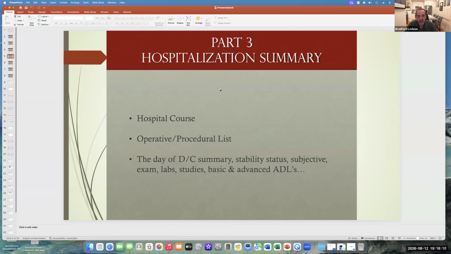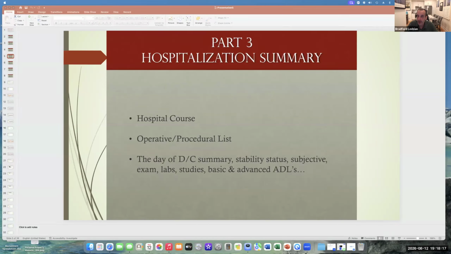Now, the hospitalization course, electronic medical records have really made this part a lot easier, right? In the old days, you had to scour the chart and read everything.